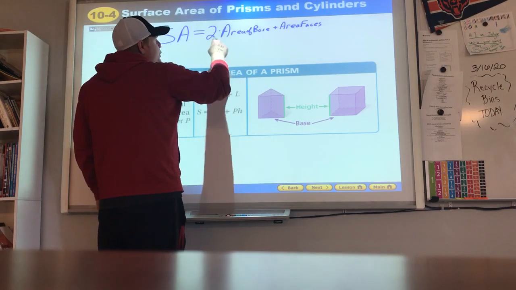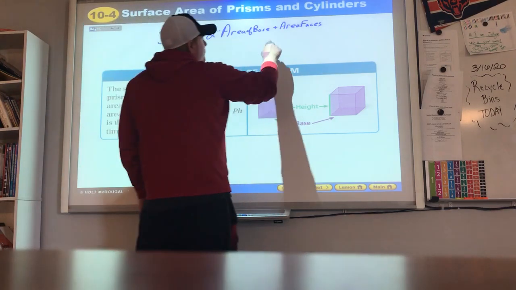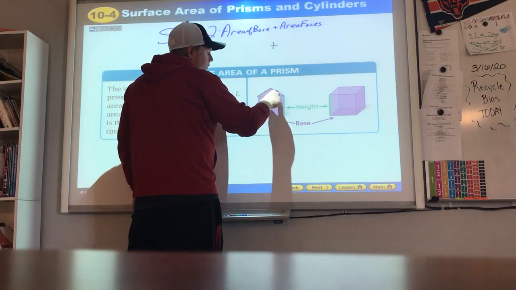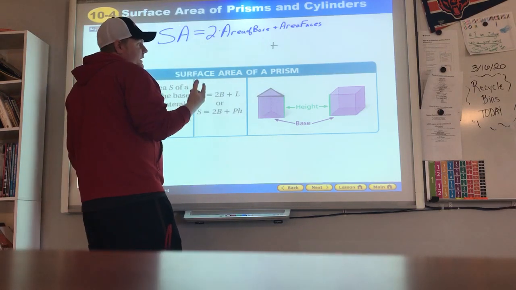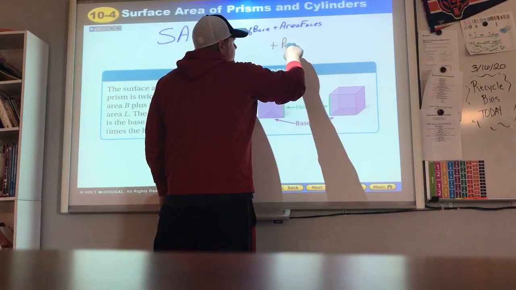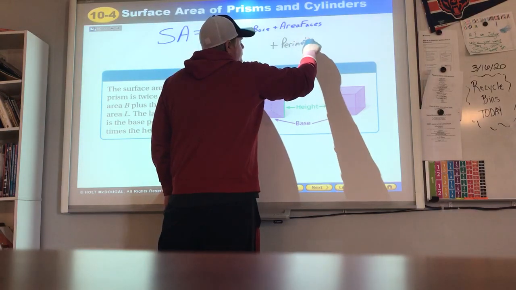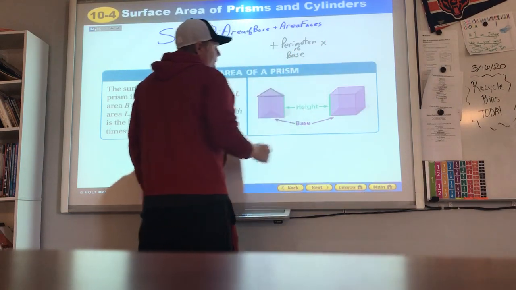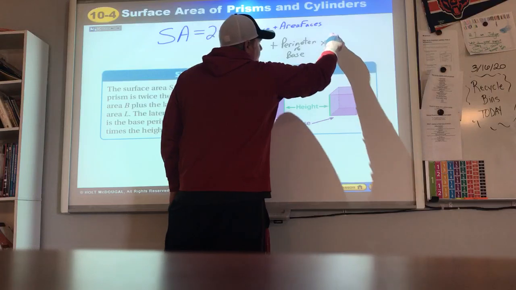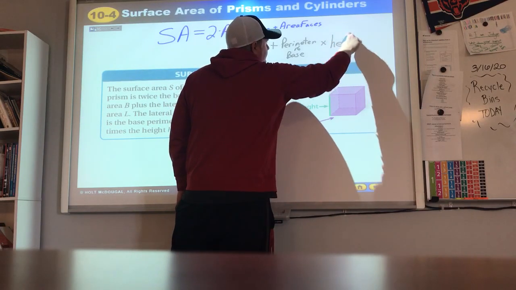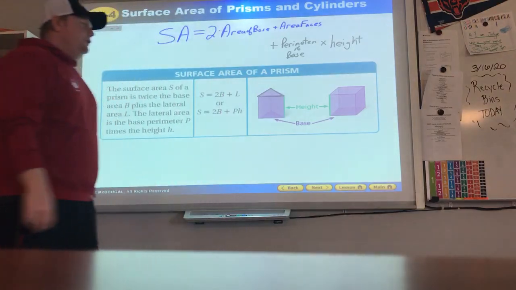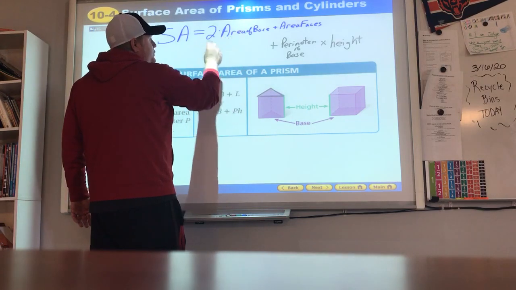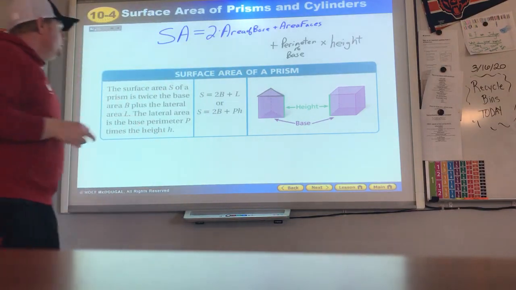Finding the area of a base, do whatever shape it tells you to. But for the area of the faces, if you take the perimeter of the base, and you multiply that by the height, it will give you the area of all the faces, plus then the area of the two bases, and that will give you the total surface area.